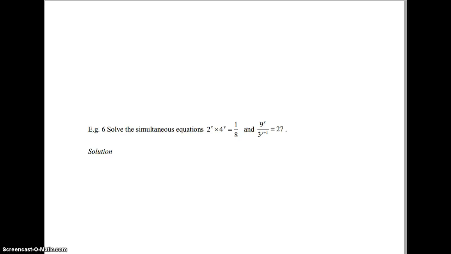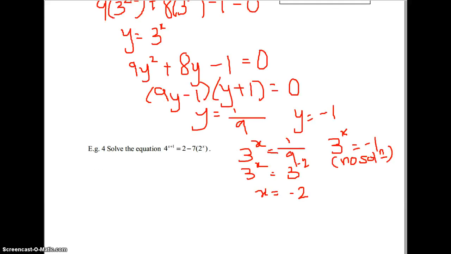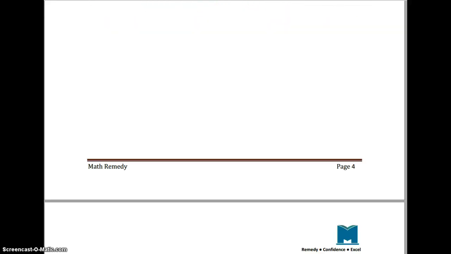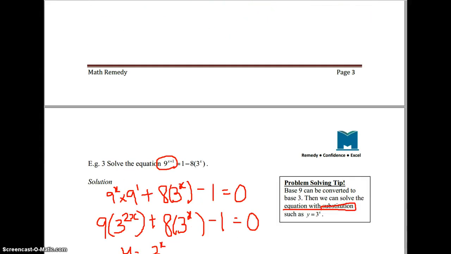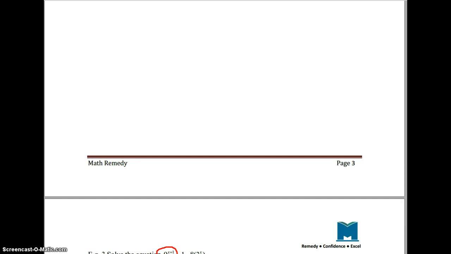Maybe we will leave the simultaneous equation alone for now. So I want you to complete the remaining examples, all the way to example 5. Can? Okay, with that, we shall end today's lesson.